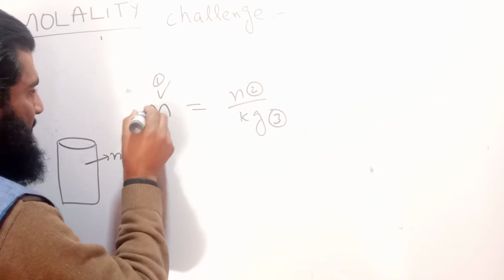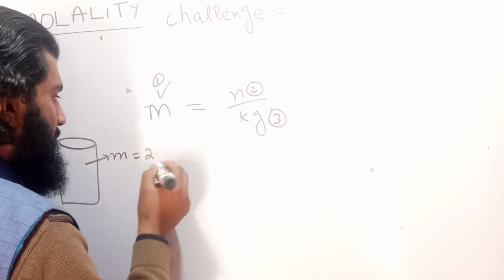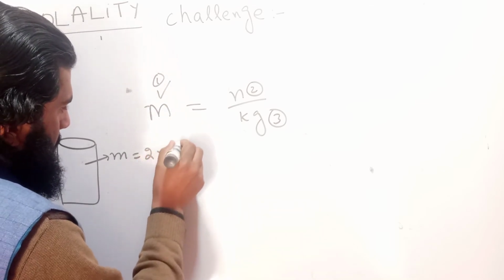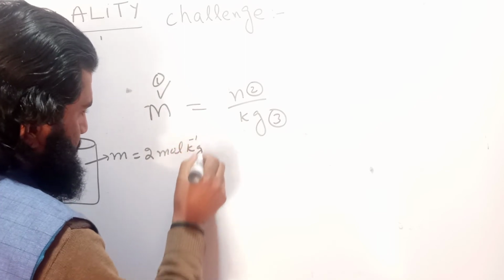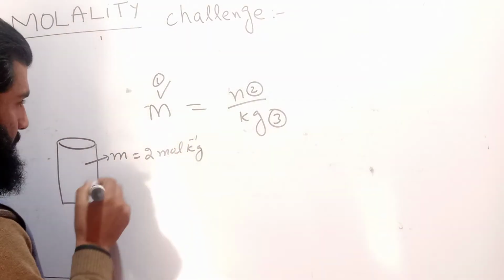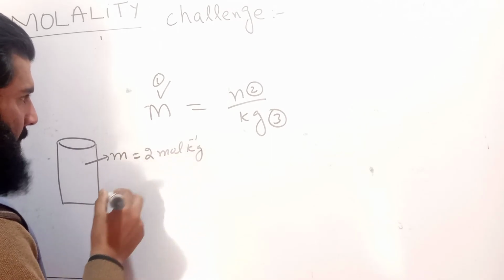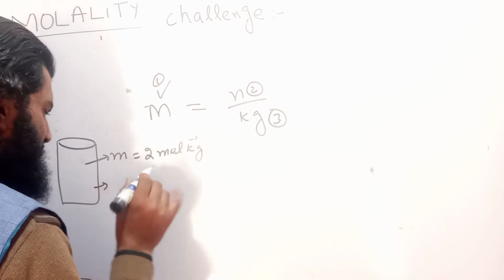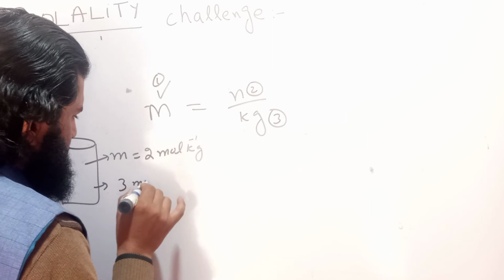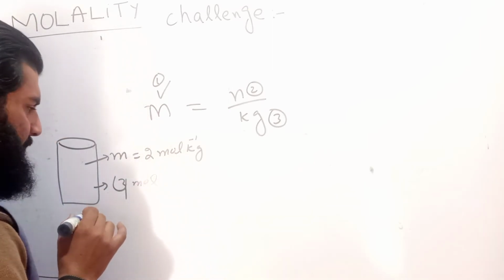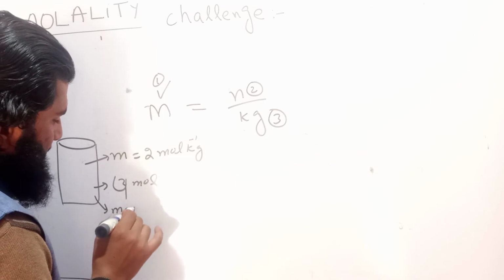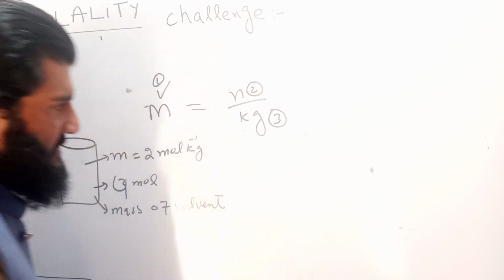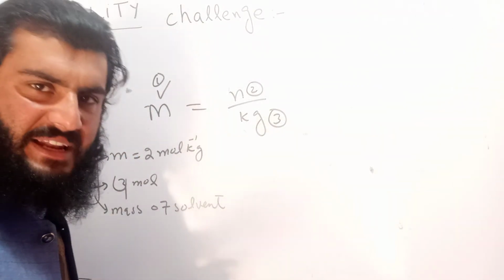For example, the question is that this is a solution whose molality is 2 moles per kilogram, okay, 2 moles per kilogram. Clear? And number of moles is equal to, for example, we suppose the value 3 moles or 4 moles. Clear? Find mass of solvent. Suppose we have put temporary values.